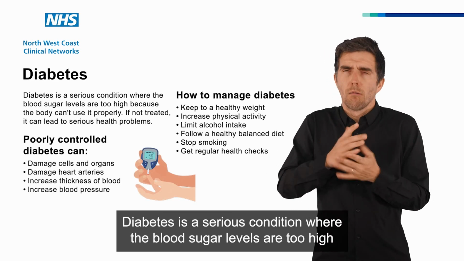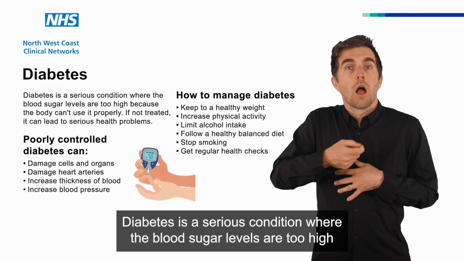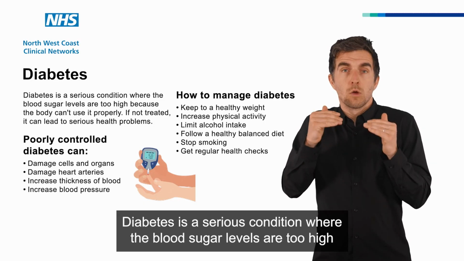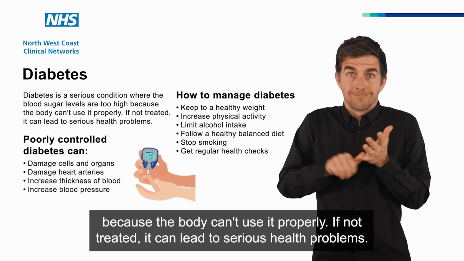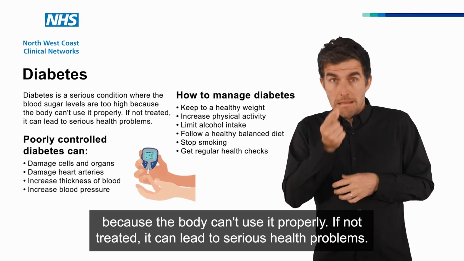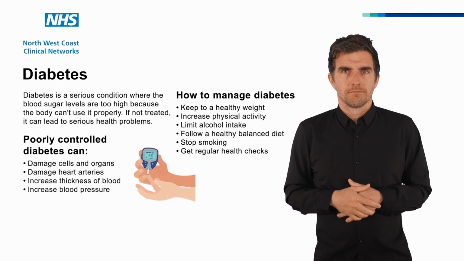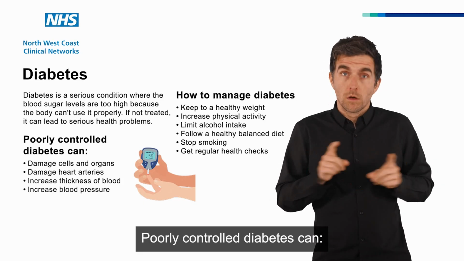Diabetes is a serious condition where the blood sugar levels are too high because the body can't use it properly. If not treated, it can lead to serious health problems. Poorly controlled diabetes can damage cells and organs, damage heart arteries, increase the thickness of blood, and increase blood pressure.